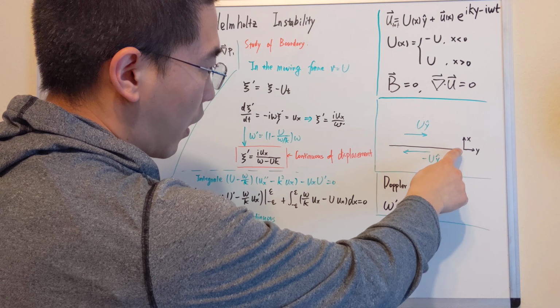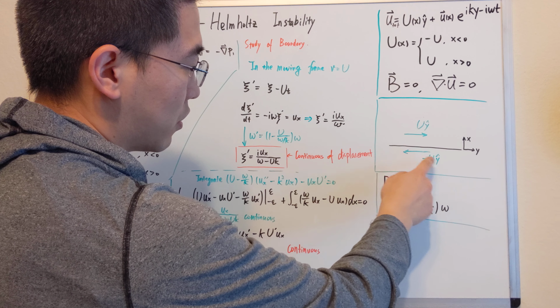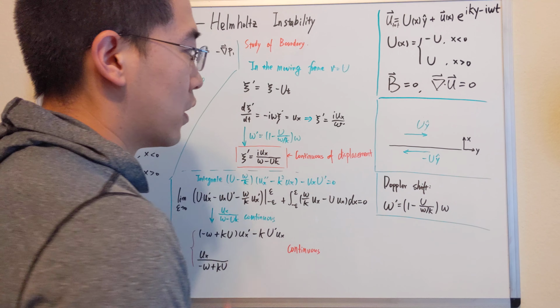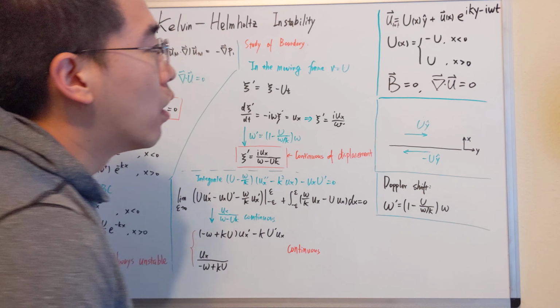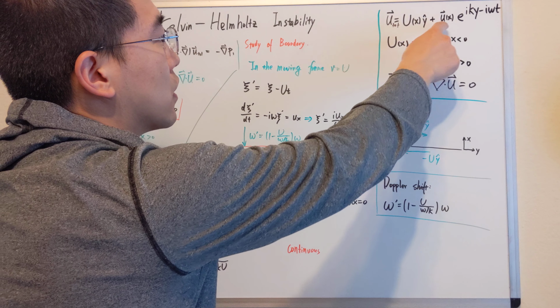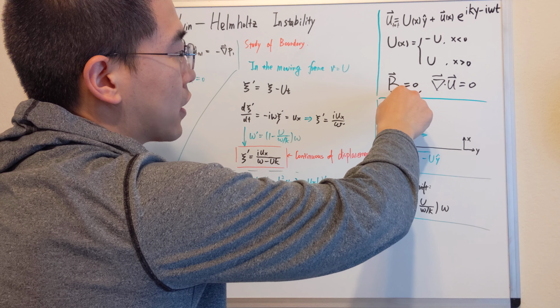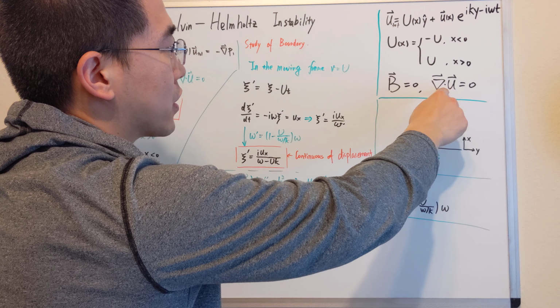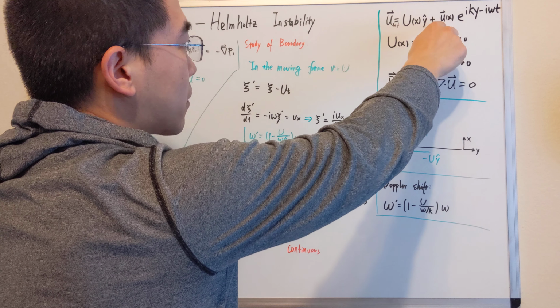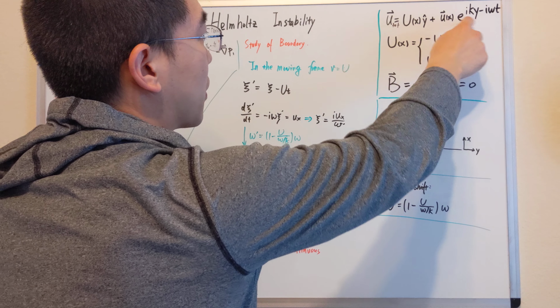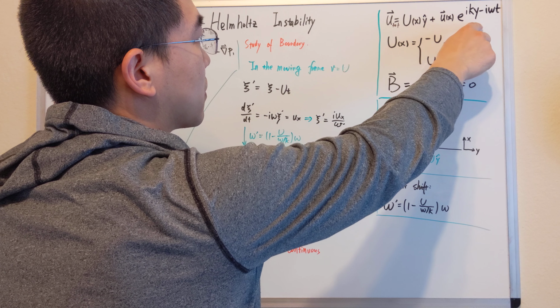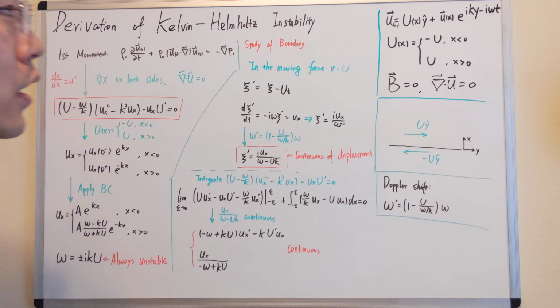and then at negative x we have a negative u, negative u_y. We assume we are not in a magnetized plasma, and we impose incompressibility. Then we have a perturbed term that is periodic in y and oscillating at the frequency omega.